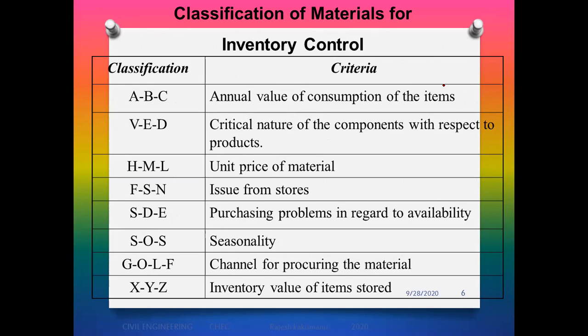So in those quantitative techniques, how is the classification of materials done for inventory control. If we take the first one, that is ABC. We call it annual value of consumption of items.